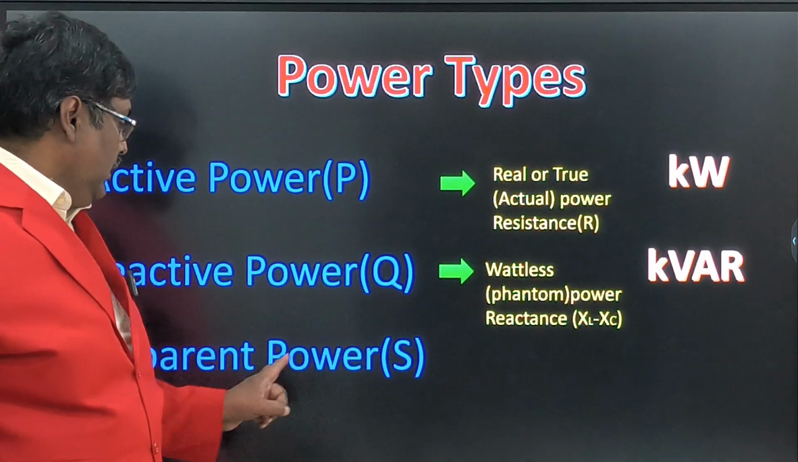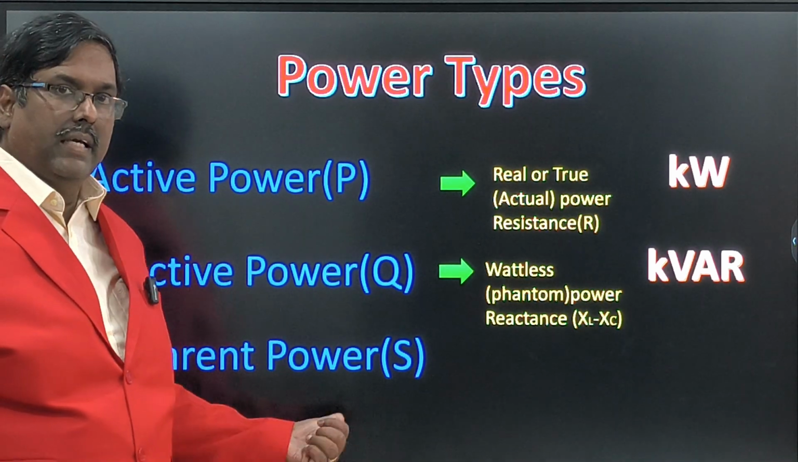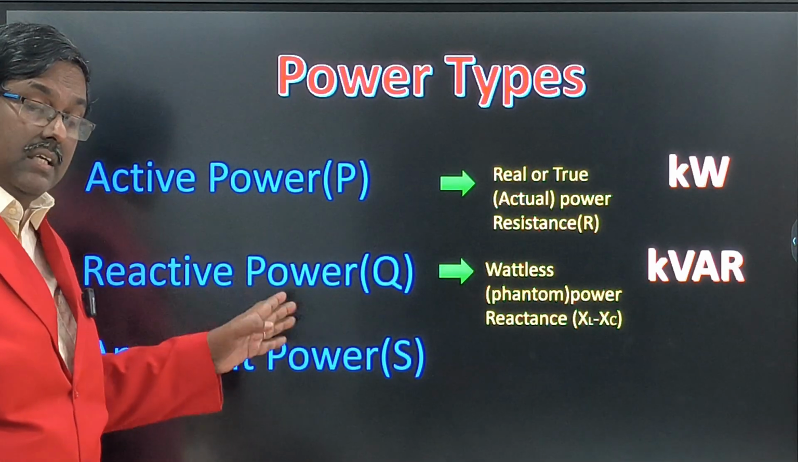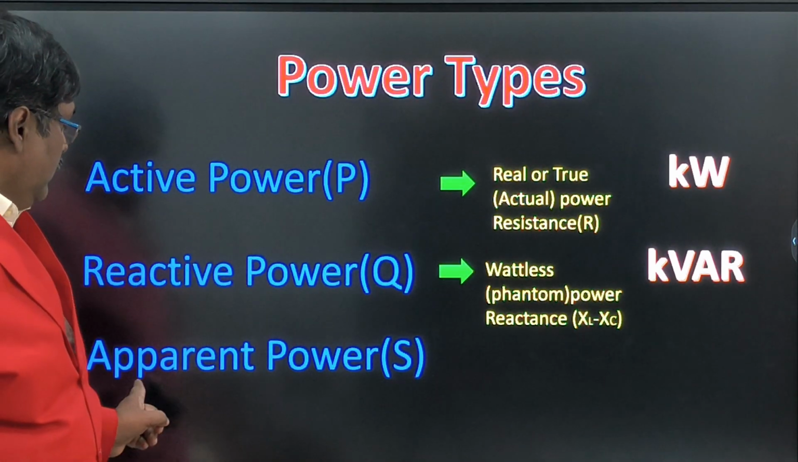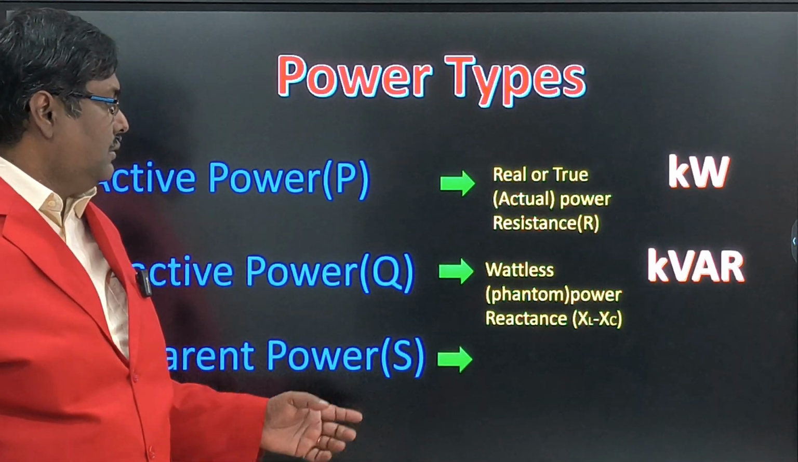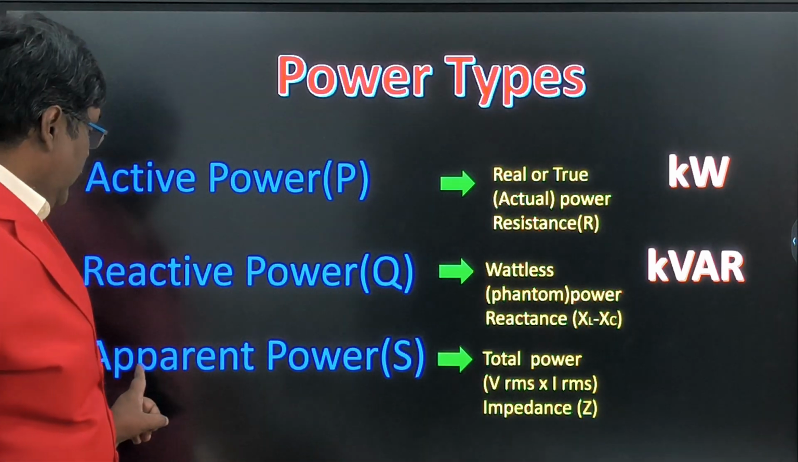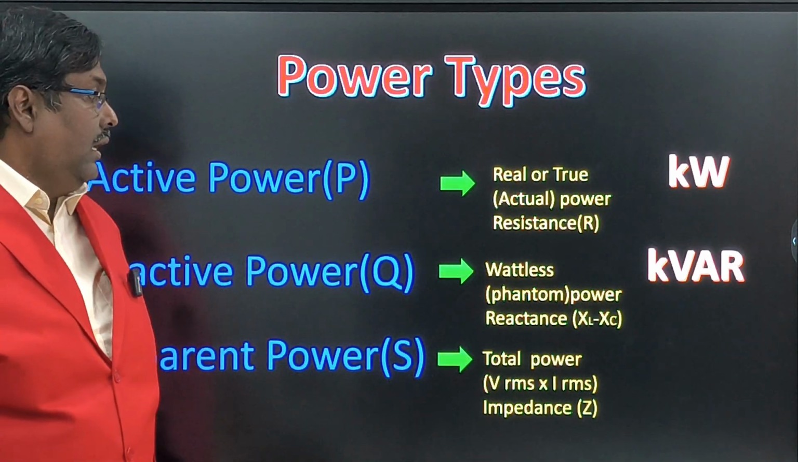The S is mentioned as apparent power. Wherever the letter S is there, that is apparent power. This apparent power is a total phasor addition, not a direct arithmetic addition. You are getting the phasor addition of these two powers as apparent power.